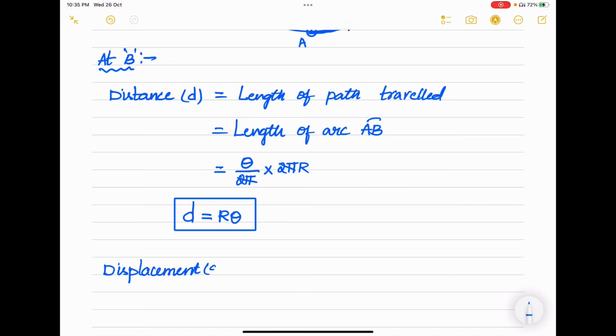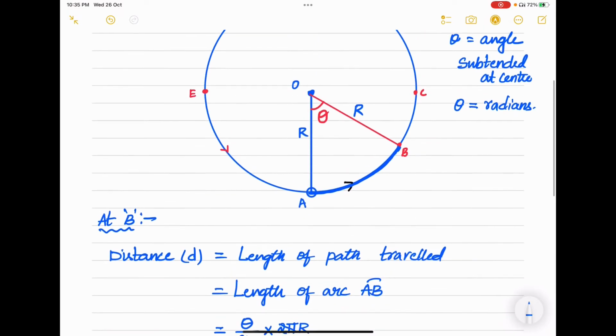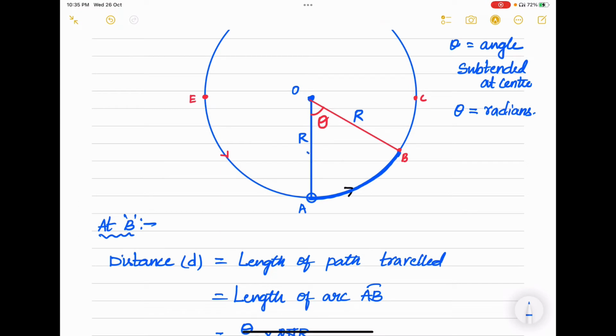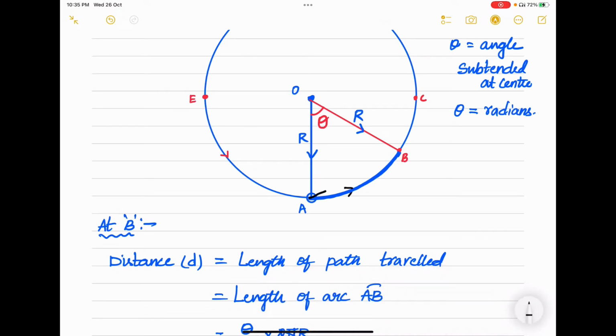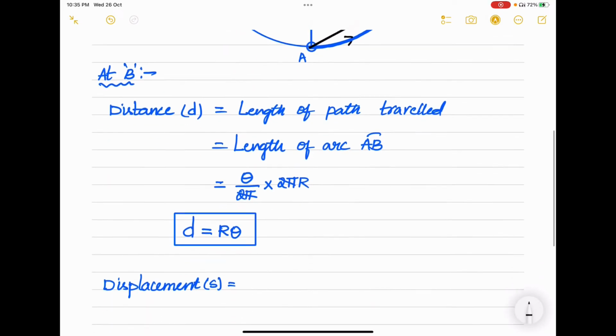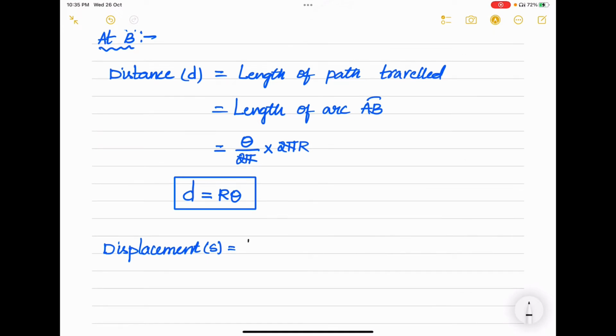Displacement S is equal to, so assuming this r is the magnitude of one vector and this radius is also the magnitude of another vector. From the figure I can say displacement is the distance between initial and final position in a specified direction. So this is S. Therefore displacement S is equal to the length of line segment AB, so directly I can say AB bar.